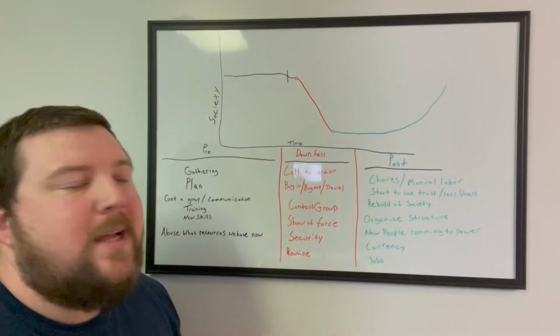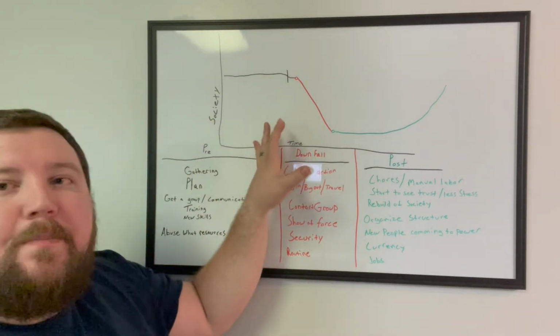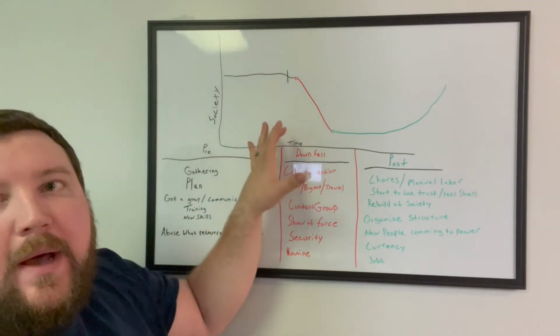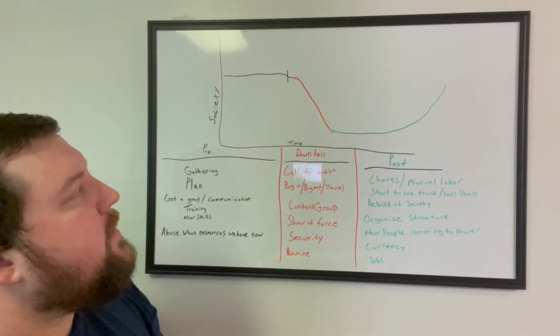Today I want to talk about a visual representation of what a society breakdown is. This is kind of my formula based off of what history has looked like, and trying to apply it to a future context.